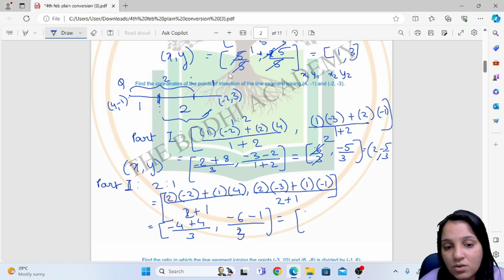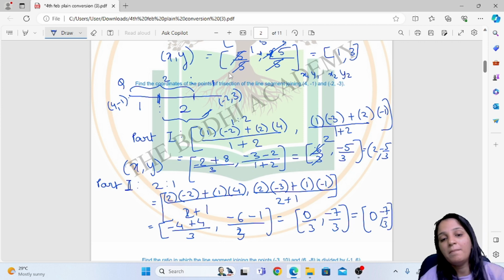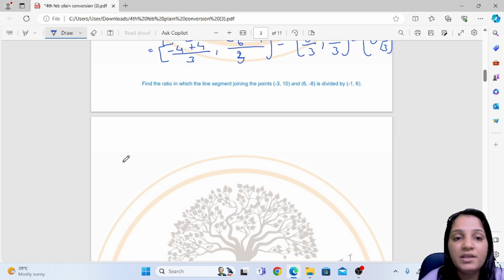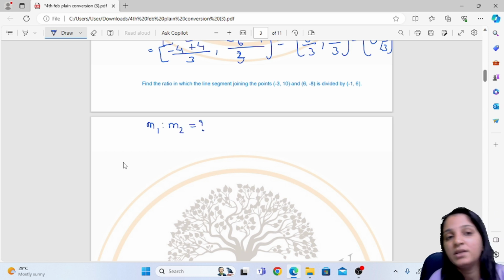This becomes 0 upon 3 minus 7 upon 3. So your second point is 0, 0 comma minus 3. Okay. Then find the ratio. Now we have to find the ratio m1 is to m2.